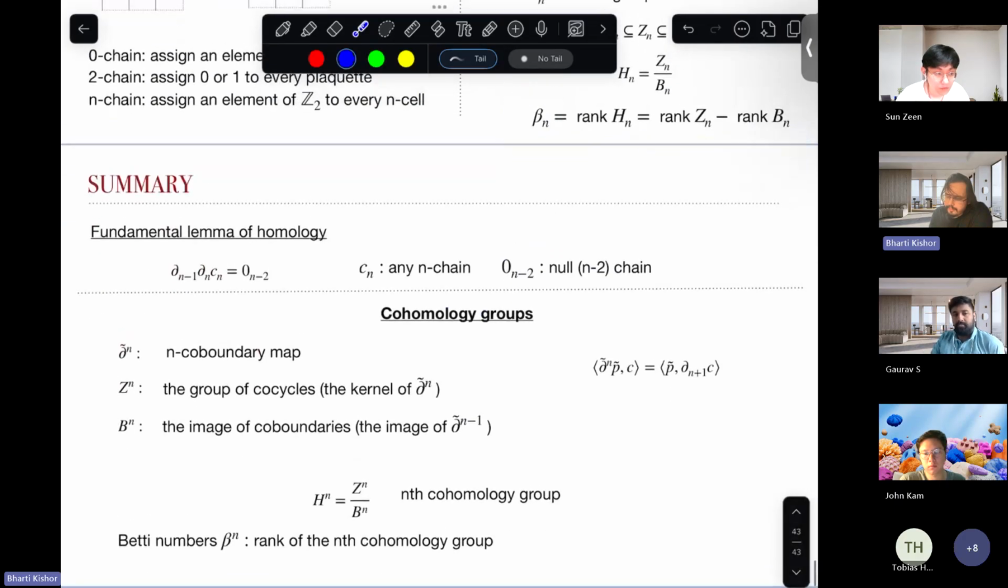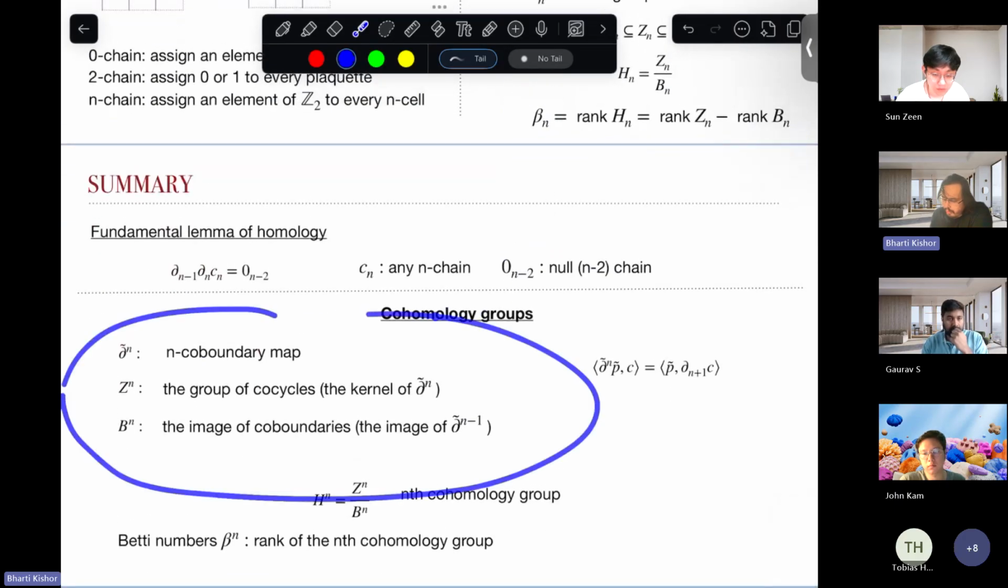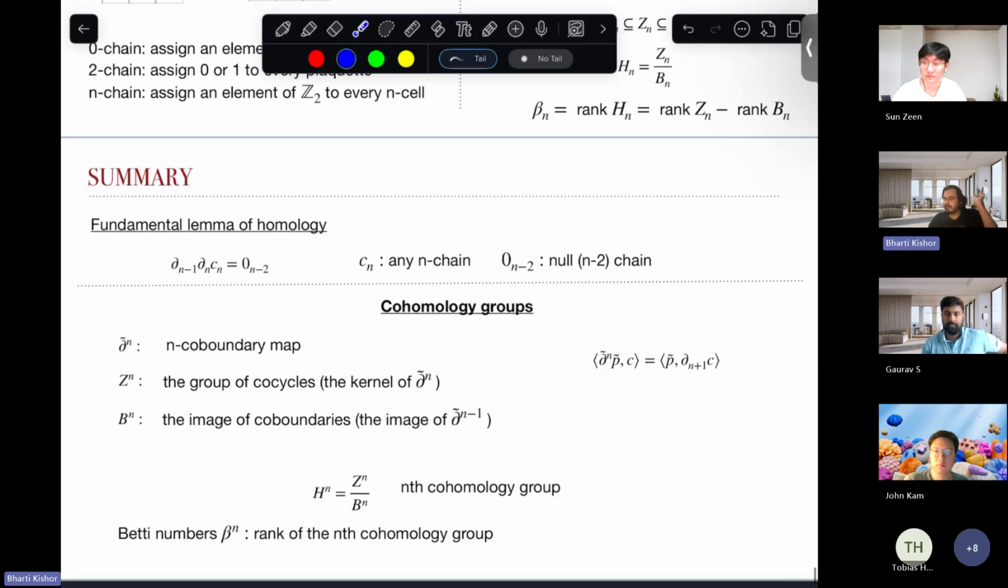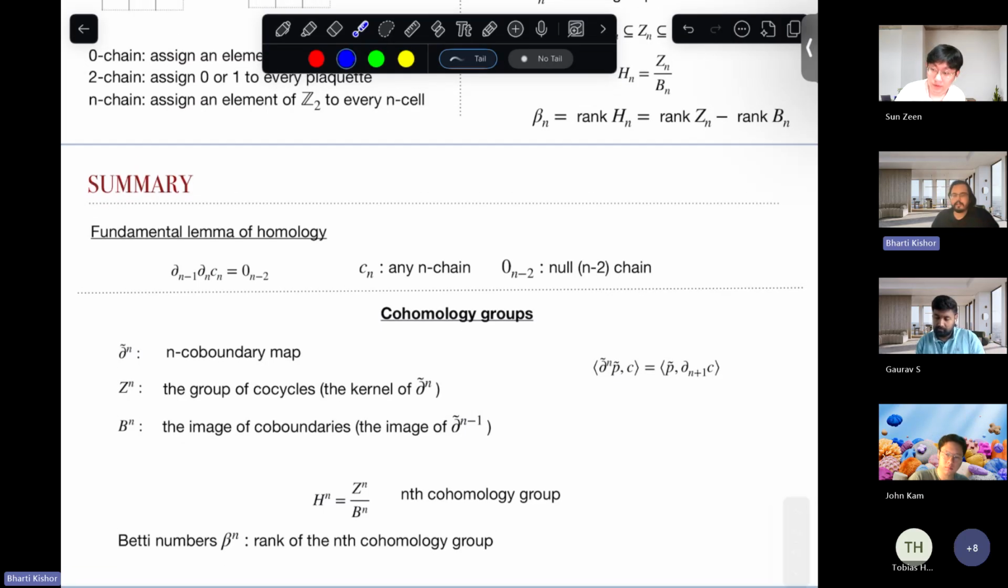And the same thing we can do for the cohomology case, and we get the nth cohomology group. Here you have the homology group, here the nth cohomology group. We also had this fundamental lemma of homology, which says the boundary of a boundary is a null chain. And the boundary and co-boundary maps are related by this adjoint relation. So I think that's it. I think that concludes today's session, and I thank the people who could bear with me today. And in the next session, we will talk about it in more detail.